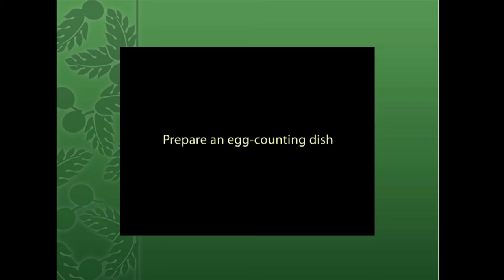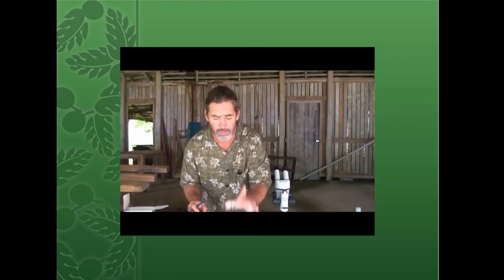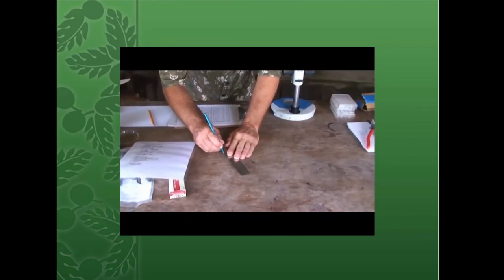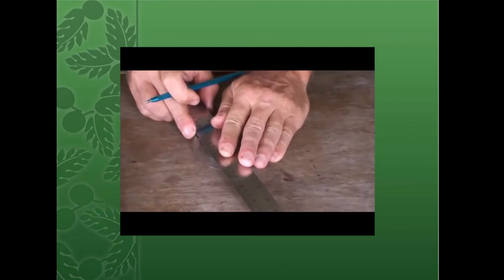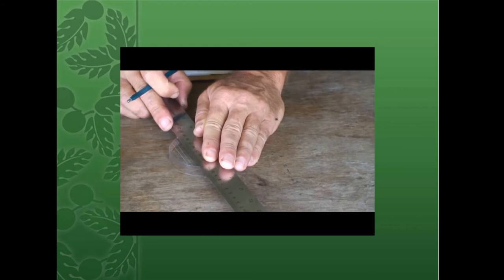Get ready to count your eggs by preparing a special dish. This is just a plastic petri dish or a plastic watch glass. And what I'm going to do is take a ruler and run some lines across it. Use these lanes to keep track of where you are as you're counting the eggs.